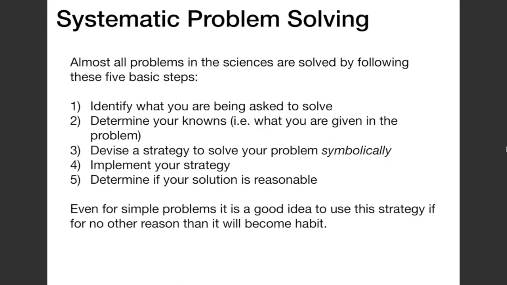us to our answer. In the third step, we devise a strategy that's independent of the specific values given in step two. In the fourth step, we implement our strategy by plugging in the values and the information from step two into step three. And in the last step, we use approximations to determine if our answer is reasonable. I recommend that you use this approach even for simple problems, if for no other reason than it becomes second nature to you.